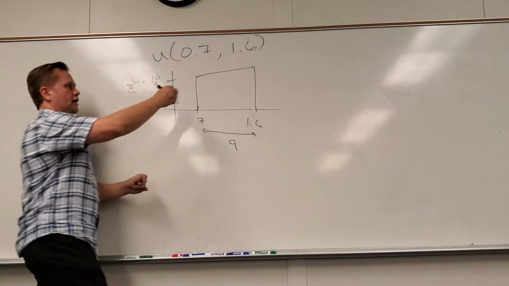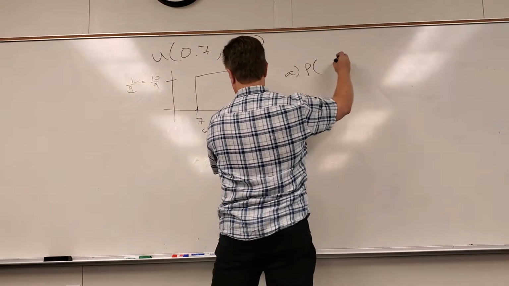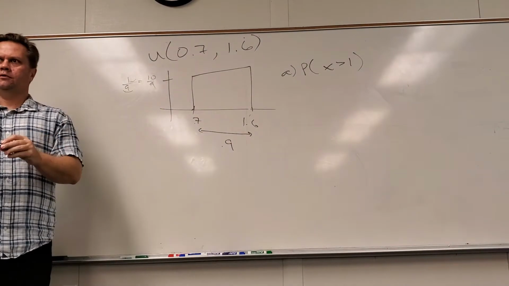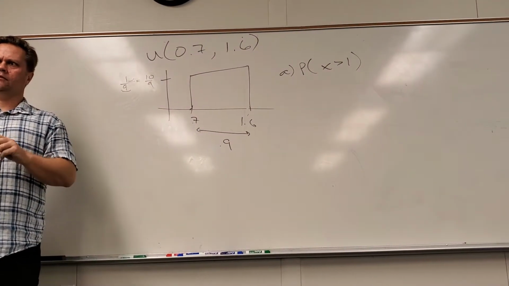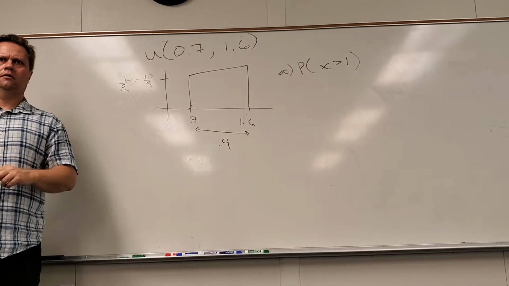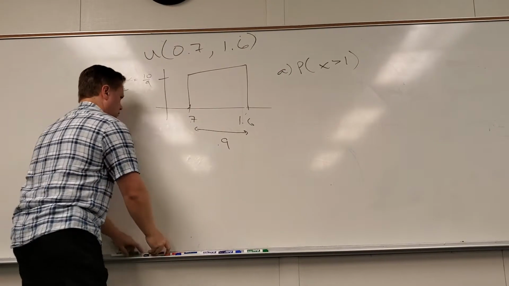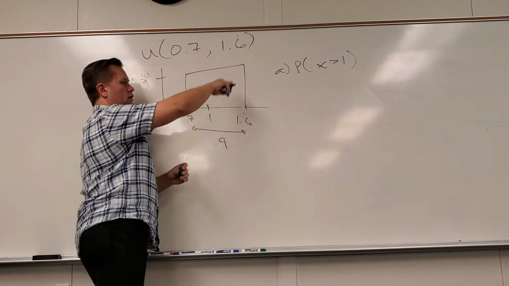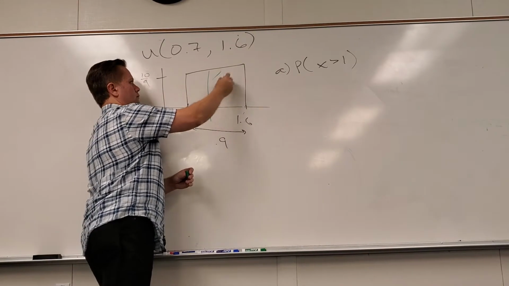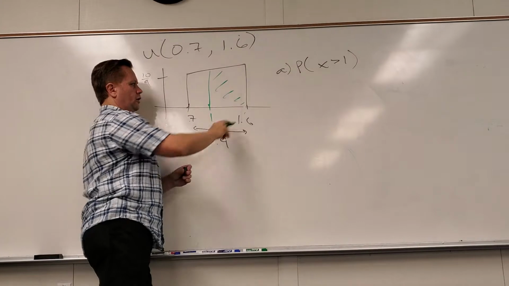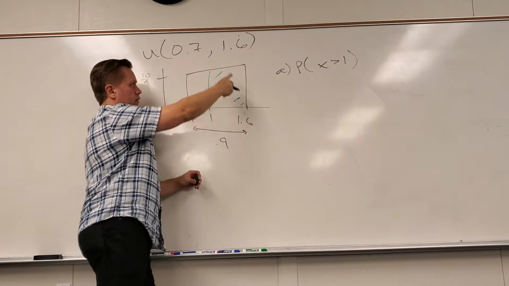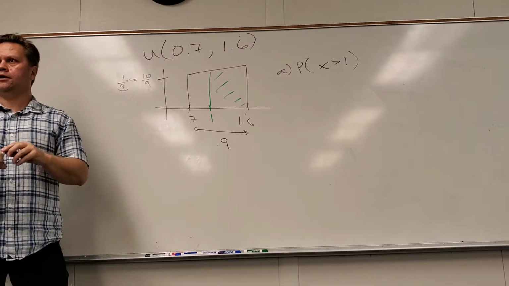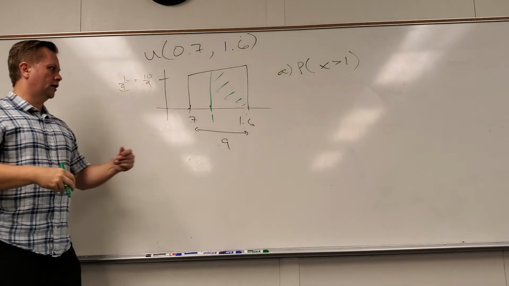All right. So if I ask you a question like, what's the probability that x is greater than 1? Where's 1? Somewhere in here. And where's greater than 1 in my distribution? Is there anything past 1.6? No, so this is the only part I have to worry about. So how do I get the answer to that probability question? Get the area, like always. So how do I get that area?